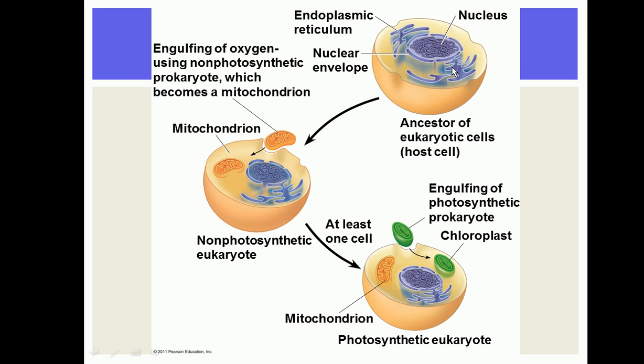Okay, according to this theory, you can see here, this is a eukaryotic cell. It got the aerobic bacteria, which started living in it, and it became the mitochondria. And then this photosynthetic bacteria started living in the eukaryotic cell and became a chloroplast.